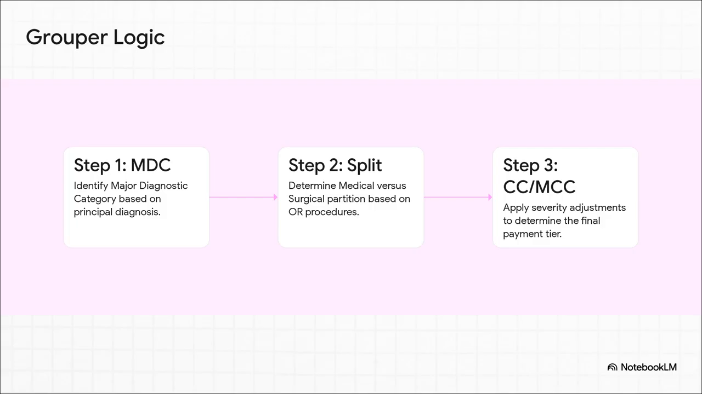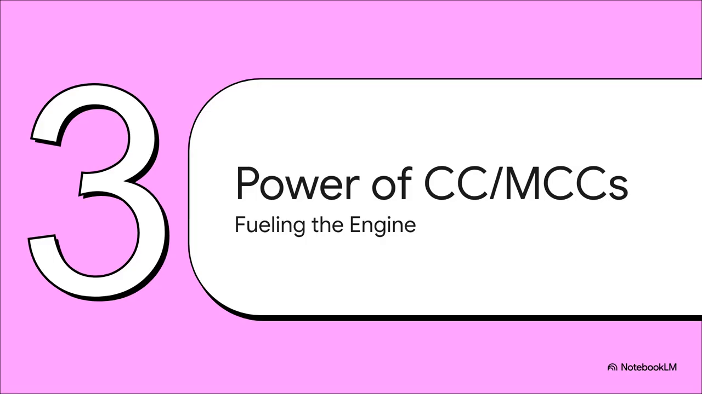Here the engine is just verifying if a major operating room procedure actually occurred. If yes, boom, it goes down the surgical path. If no, it takes the medical path. Finally, Step 3, apply severity adjustments. This is where the engine scans for those all-important CC or MCC codes to determine the final payment tier. Which brings us perfectly to Section 3, the power of CCs and MCCs.